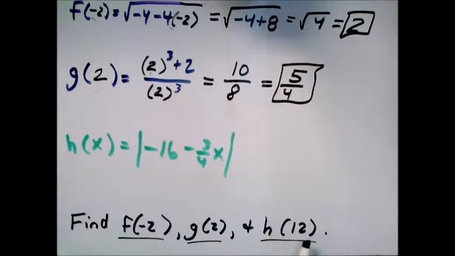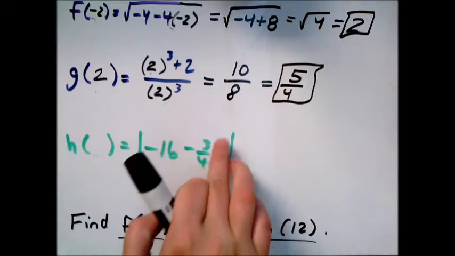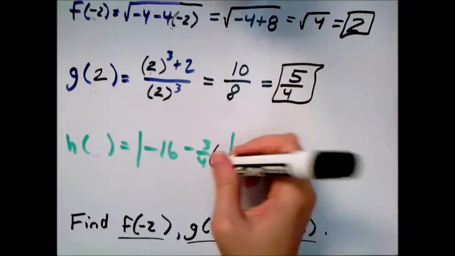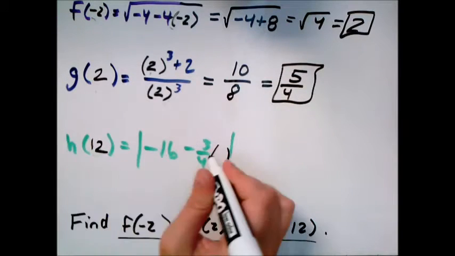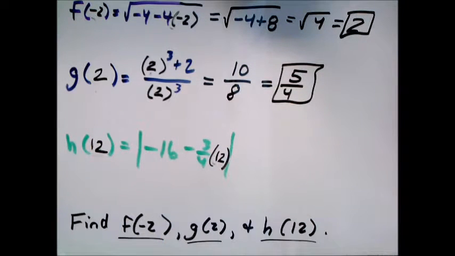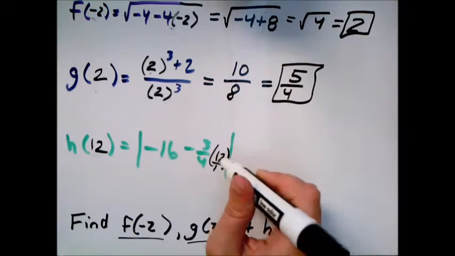And then last one, h of 12. And notice this whole thing is in absolute values, but still the same idea. All I can do is x is a placeholder for anything I want to plug in. So I'll leave myself some space with some parentheses, and I'm going to plug in 12, or input it where x used to be. 12 times 3/4, remember this is over 1.